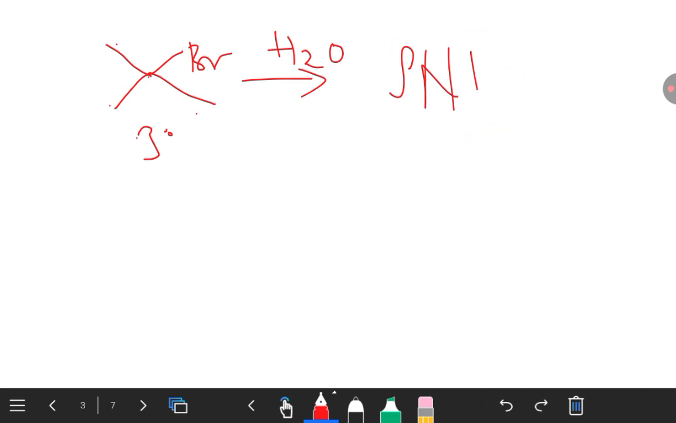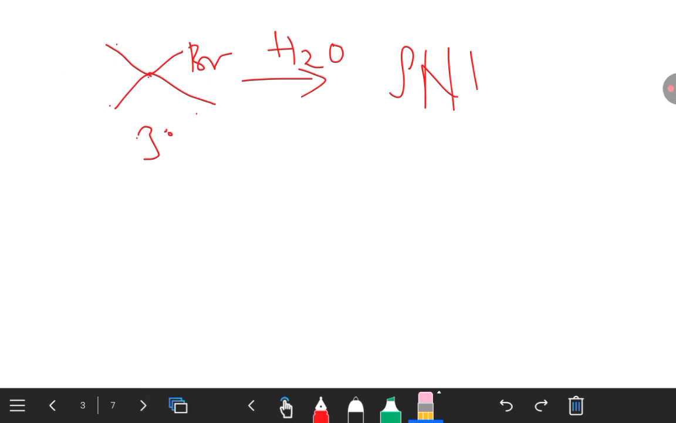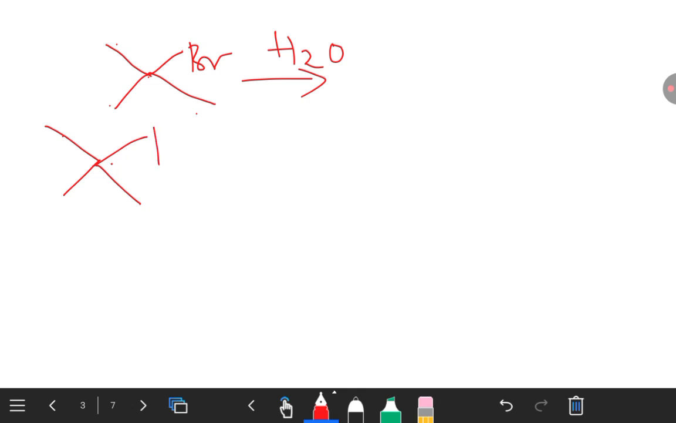So we've solved the first question. Then that is part A. Then they are saying in part 2, draw the complete SN1 reaction mechanism. So this is what we are doing here. Alright, so this is the reaction taking place. So the first thing, I'm going to draw this same structure like that. So we have a bromine like that.